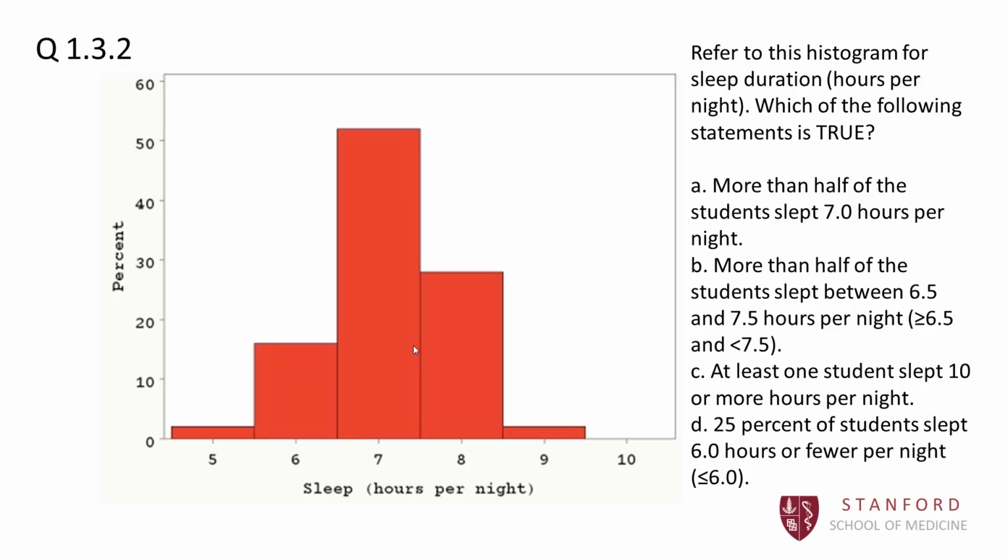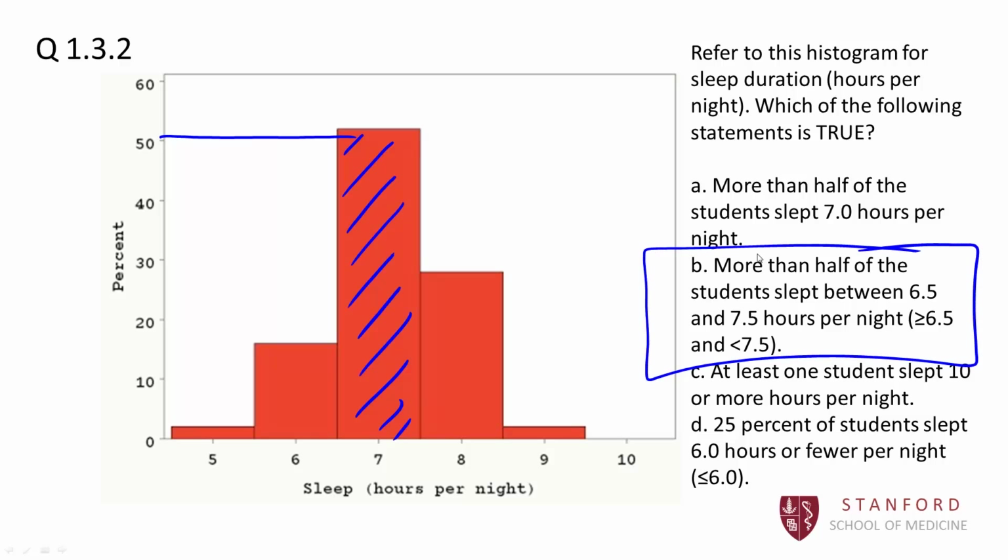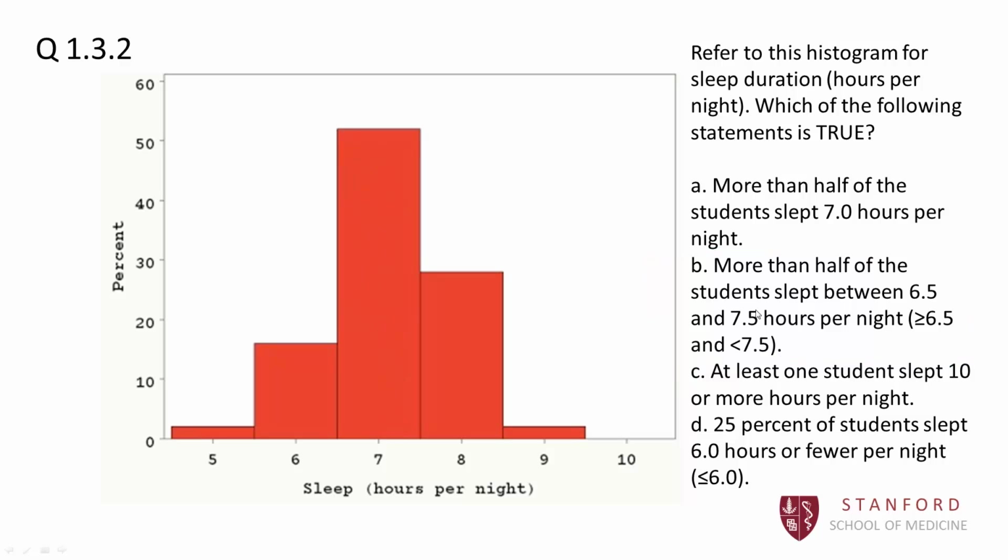A is stating, more than half of the students slept 7 hours per night. Looking quickly at the diagram, more than 7 hours would be everything to the right of this line, and that's not more than 50%, so we know A is not true. B states more than half of the students slept between 6.5 and 7.5 hours per night, and so that category of students is actually just this bar, and that is above 50, and so B here is the correct answer. But let's go through the rest of the answer choices just to make sure that they are also false.